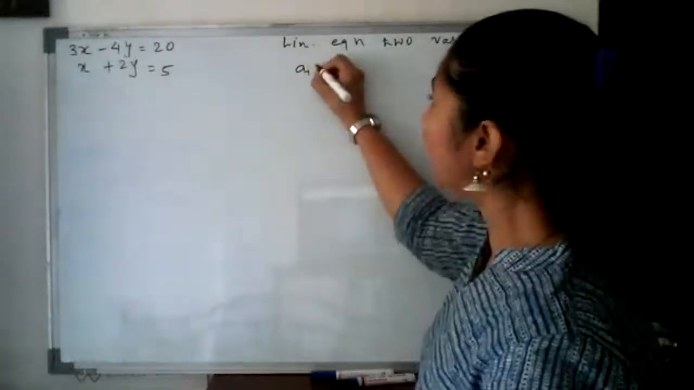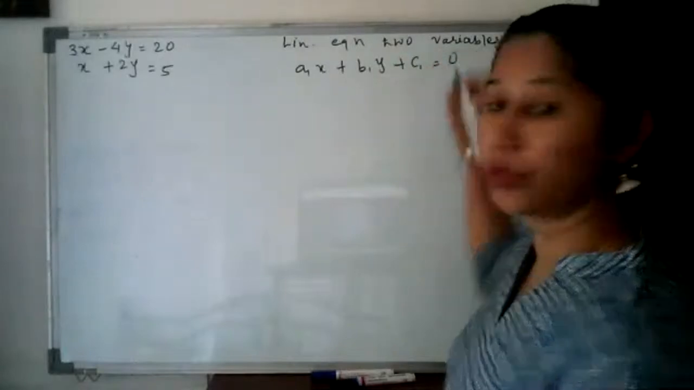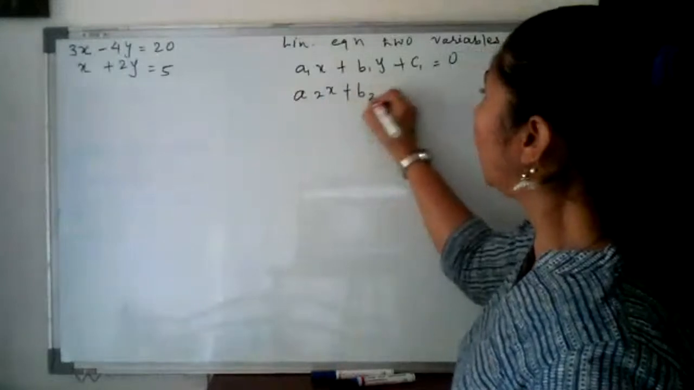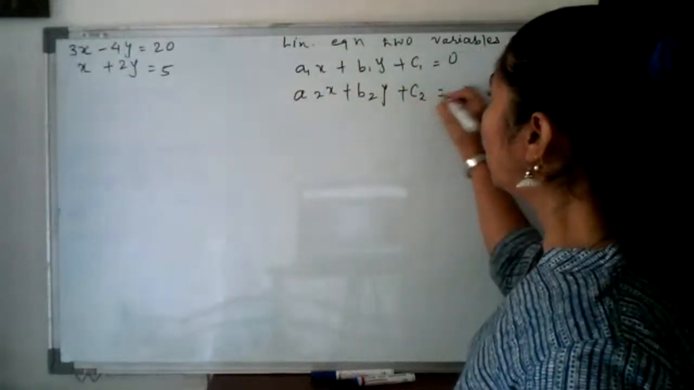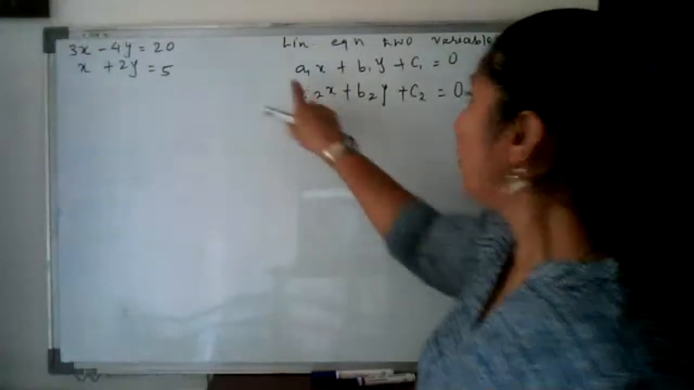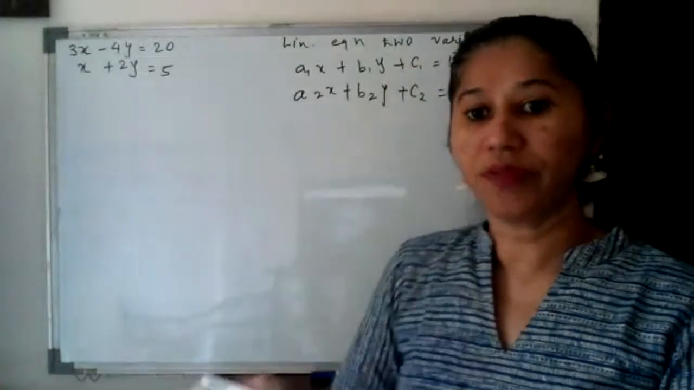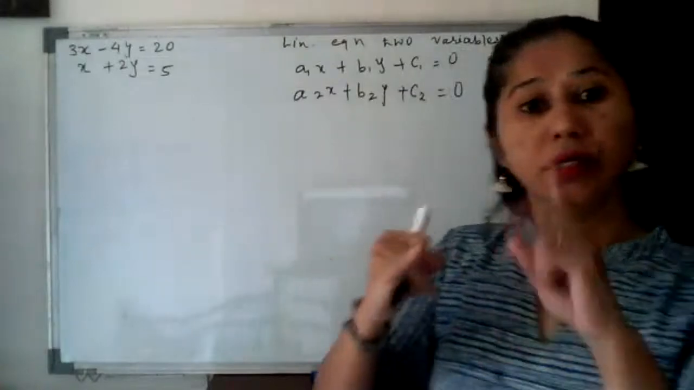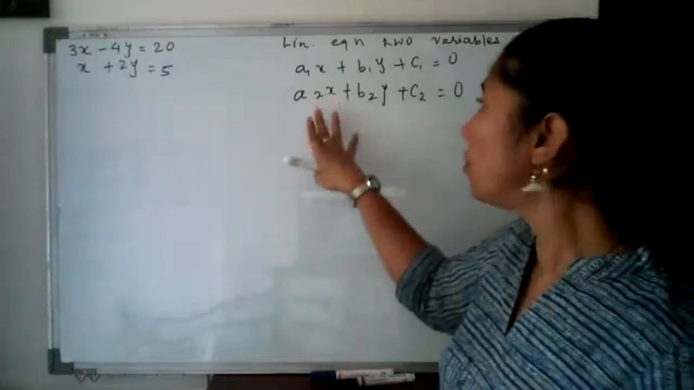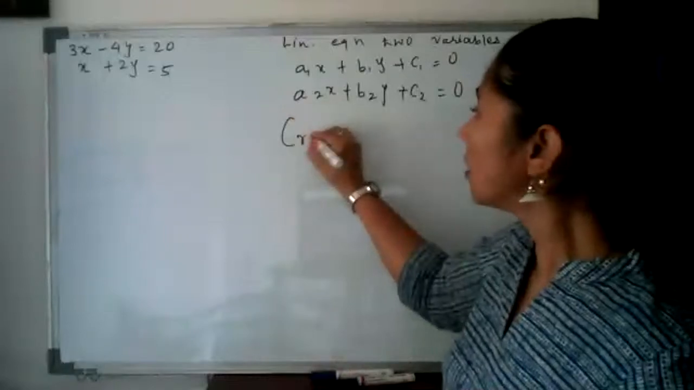It says that a1x plus b1y plus c1 is equal to 0, a2x plus b2y plus c2 equal to 0. This is the general form of the linear equations, right? Where a1, a2, b1, b2, c1, c2 are real numbers. You are all aware of it, and we have already done the elimination and substitution methods, right? So now we are going to learn a new method, that is called Cramer's rule.